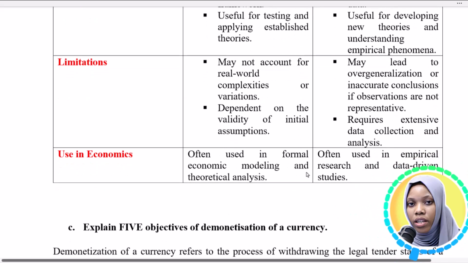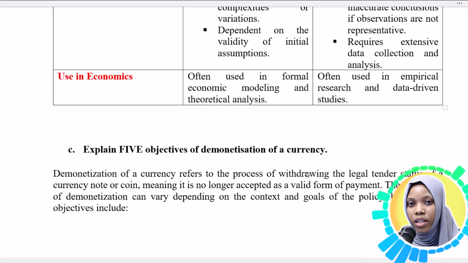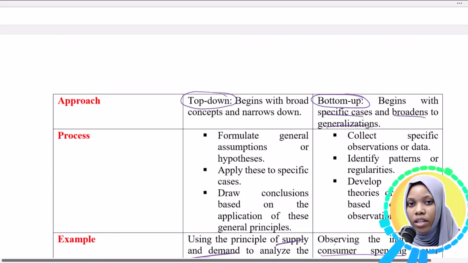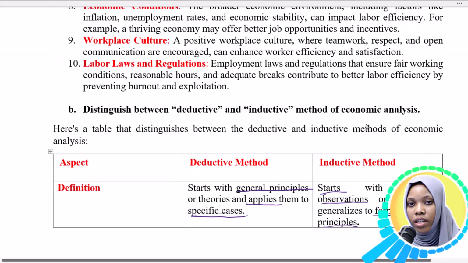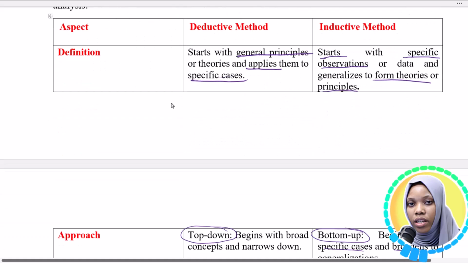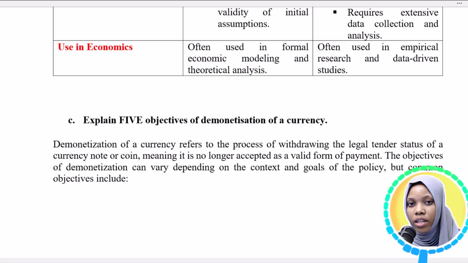And then their use in economics: we use the deductive in formal economic modeling and theoretical analysis, and we use the inductive in empirical research and data-driven studies. So those are the differences between the deductive and inductive methods of economic analysis. There, we have listed them in a table.